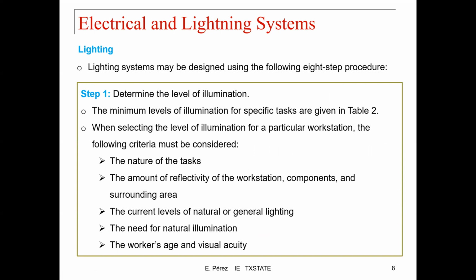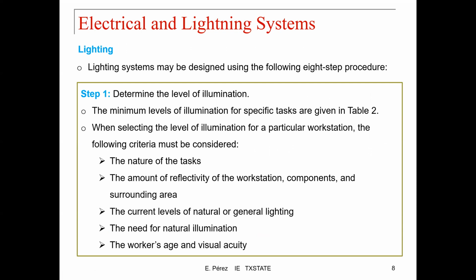A lighting system may be designed using the following 8-step procedure. Step 1, determine the level of illumination. The minimum levels of illumination for a specific task are given in Table 2.